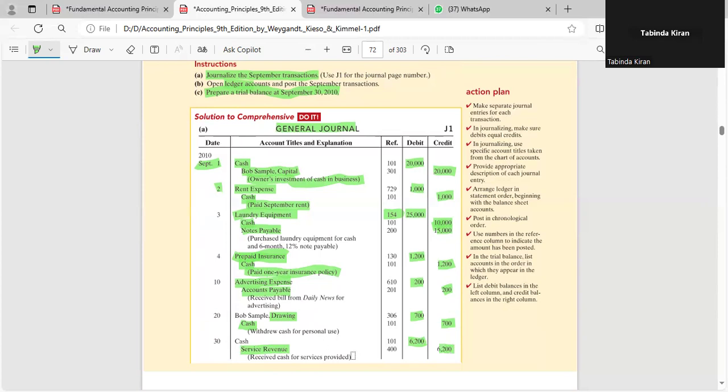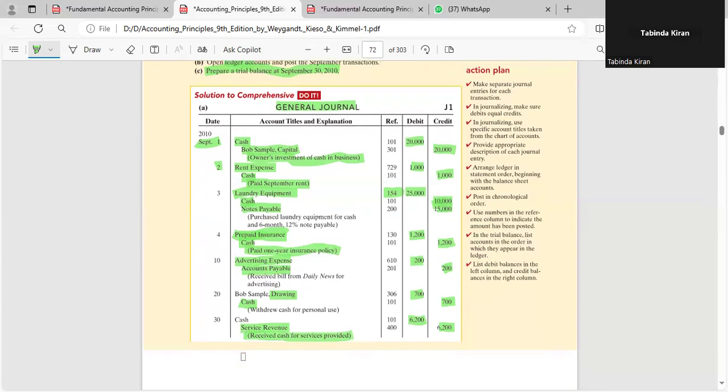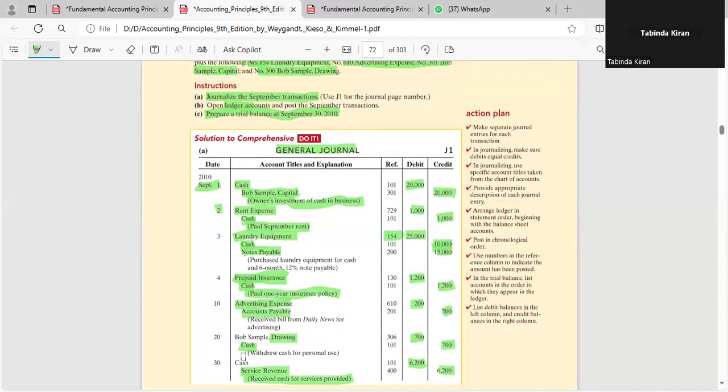Now what is the narration? You have received cash for the services provided. You have determined that against all the services we provided, the total amount is 6200 for this whole month of September.